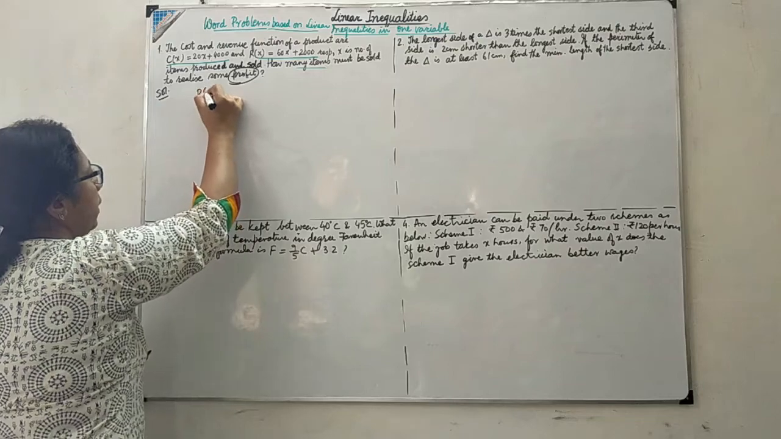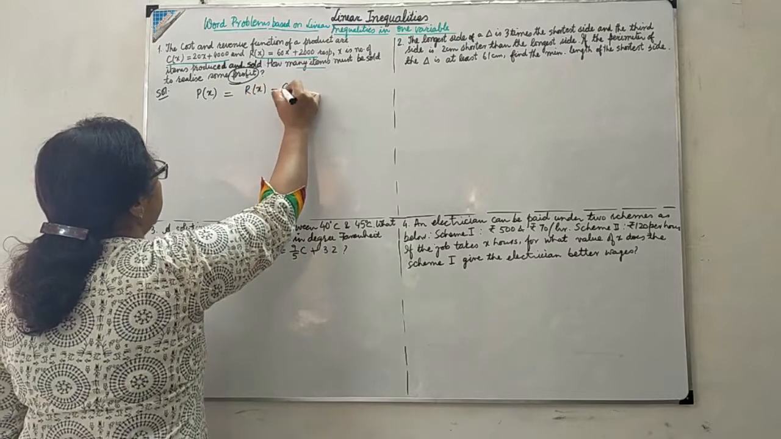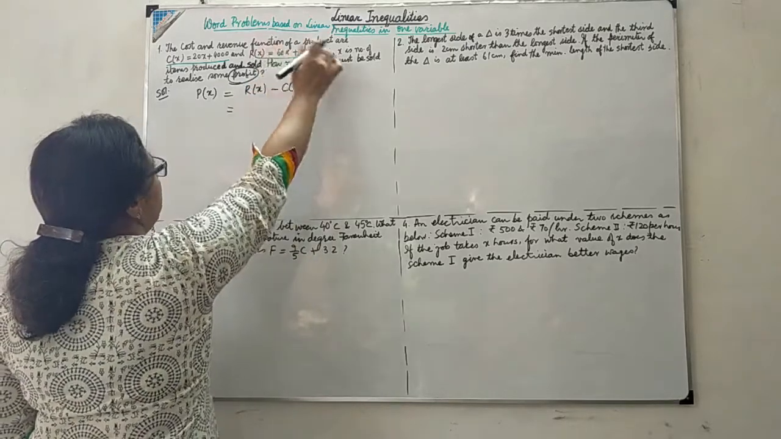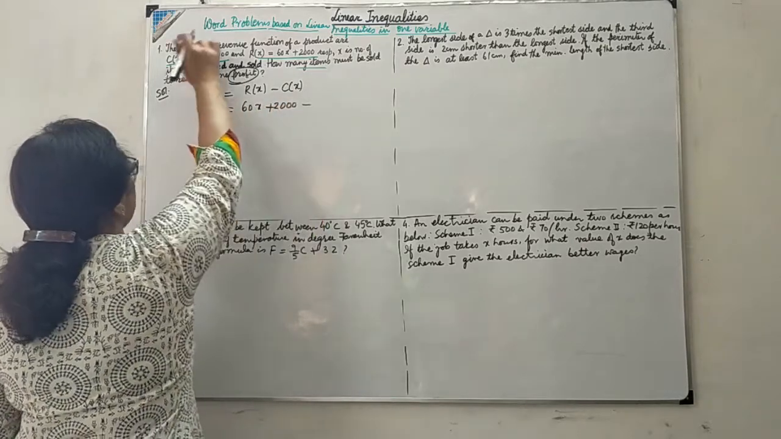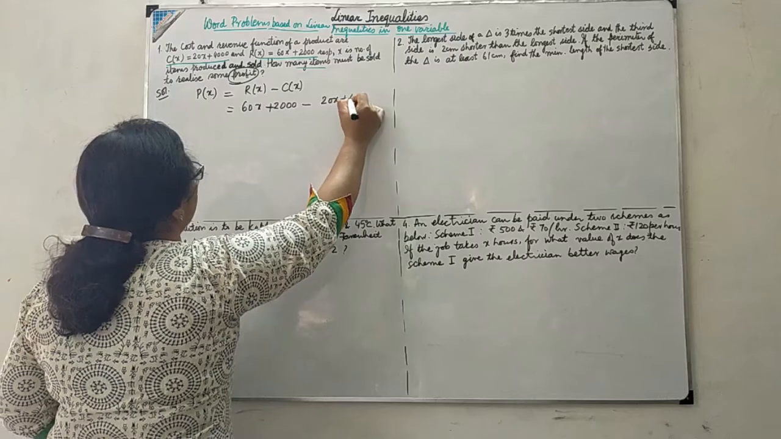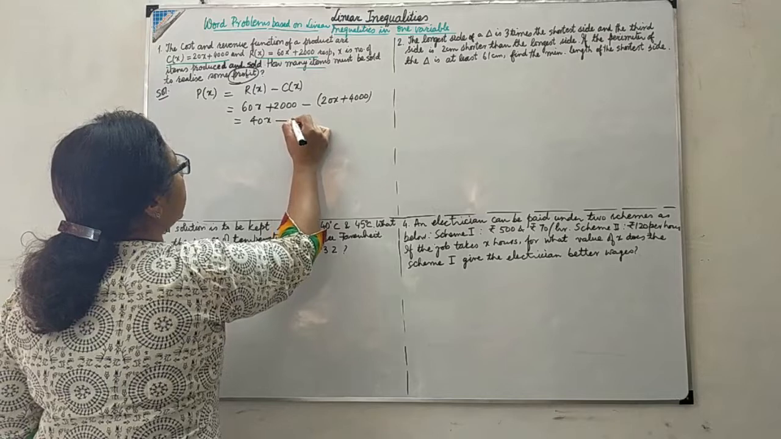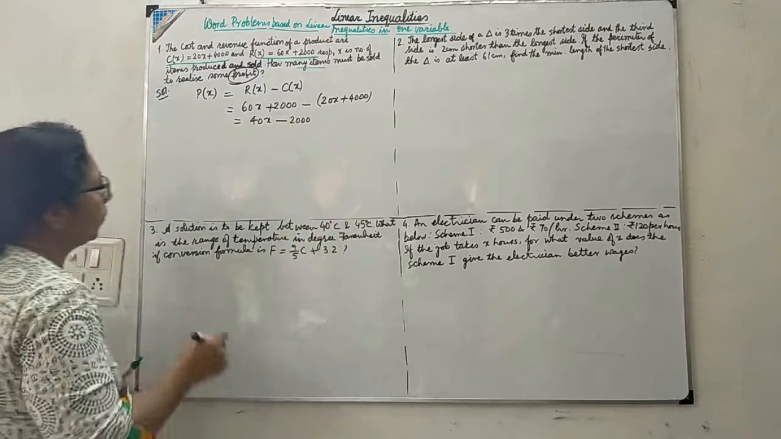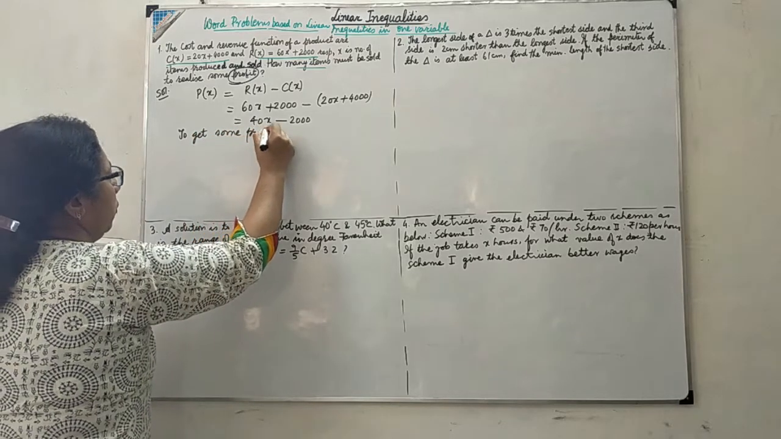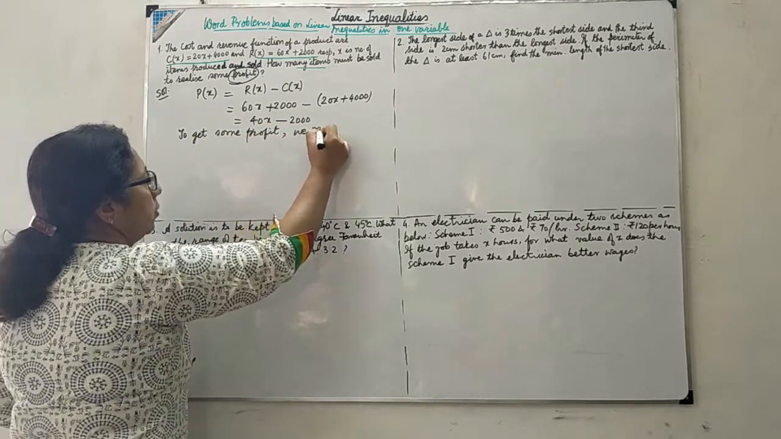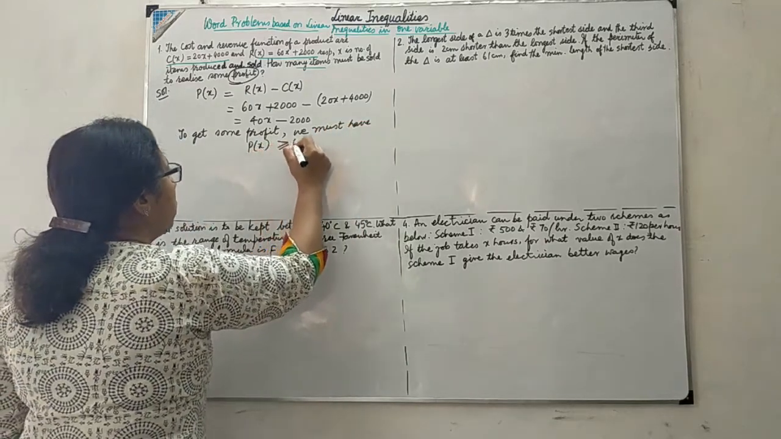So for profit, I'll first calculate the profit function, and that will be the revenue function minus the cost function. This revenue is for x number of items, 60x plus 2000, and the cost function is 20x plus 4000. So after simplifying, you can see this is 40x minus 2000. Now to get some profit, we must have this profit greater than 0.